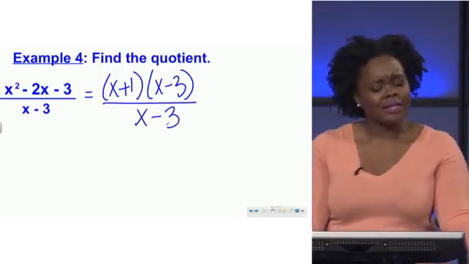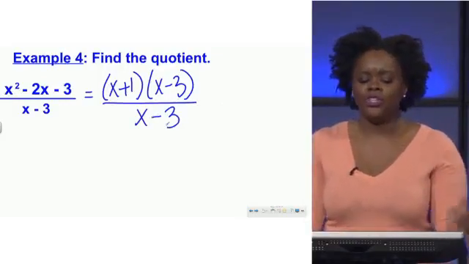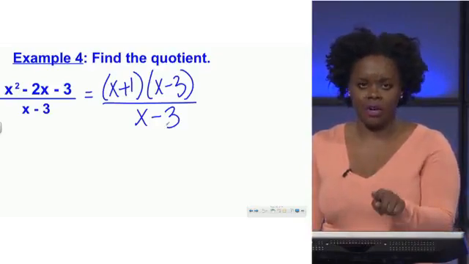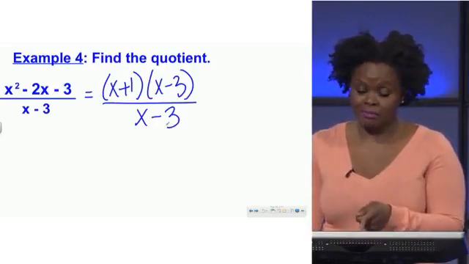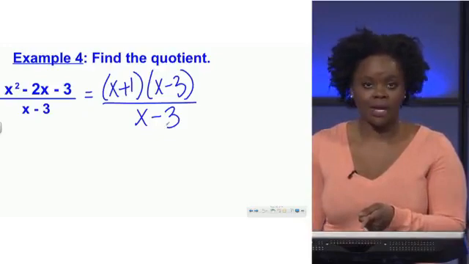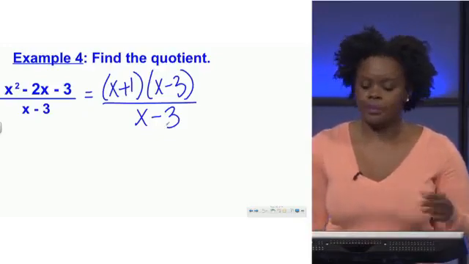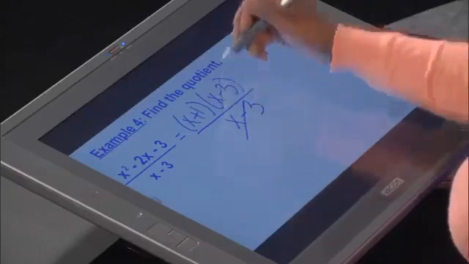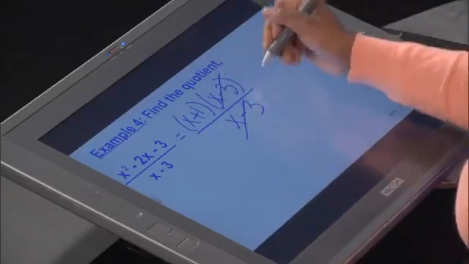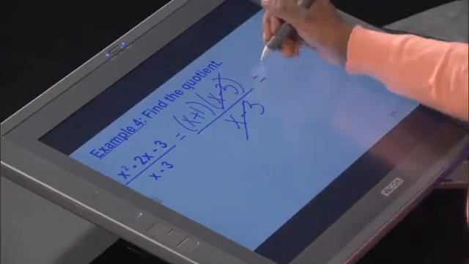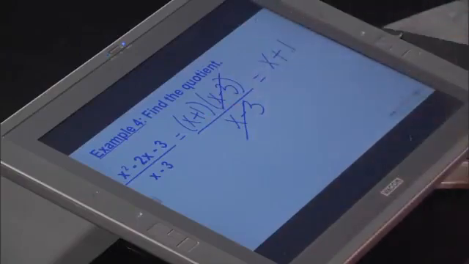Okay, so now kind of step back a bit and look at it. Do you notice a factor in your numerator that's also in your denominator? The x minus 3. So just like with the fractions where we just crossed out those common factors, we're going to just cross out those common factors. And so the answer is just this factor I'm left with, this x plus 1. And you're all done. That's what it was here.